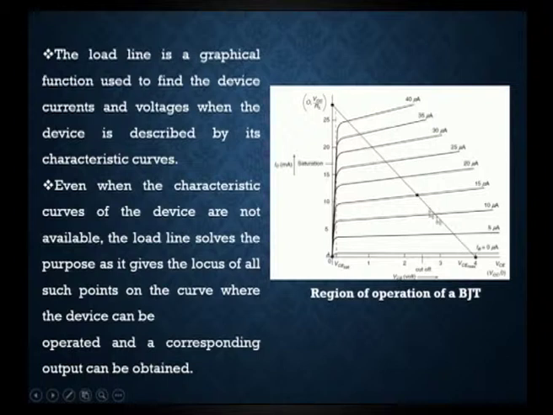So, even if the output characteristics are not given, with the help of load line analysis we can study the characteristics of a transistor. That is the benefit of a load line. The load line is the locus of all the current and voltage values. Using the load line analysis, we can know the characteristics of a transistor.